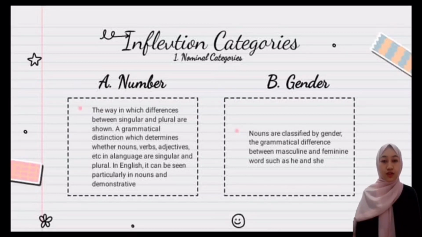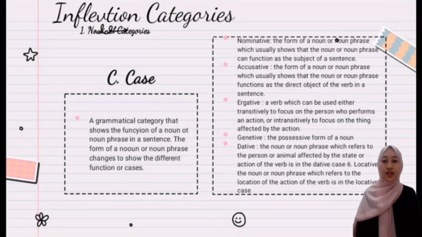B. Gender. The grammatical difference between masculine and feminine words such as he and she. And C. Case.